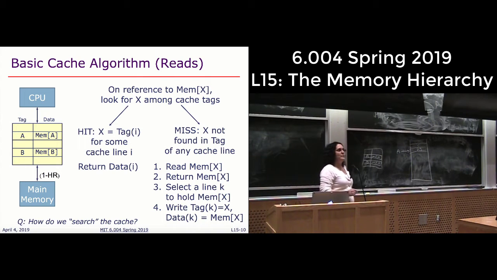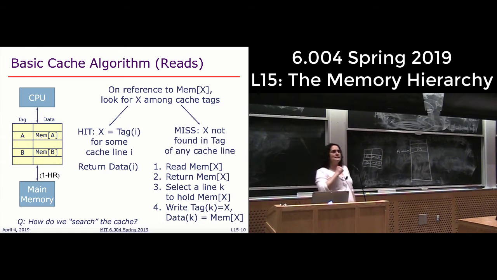If I have a hit, what that means is that one of these tags, which corresponds to the address that line in my cache is holding the data for, matches the address that I'm looking for. So in other words, if X is equal to one of these tags, then that means my data is in my cache, and what I'm going to return to the CPU is the data field of that line. Okay, so I'm going to return the data of that line I where I found the tag match.